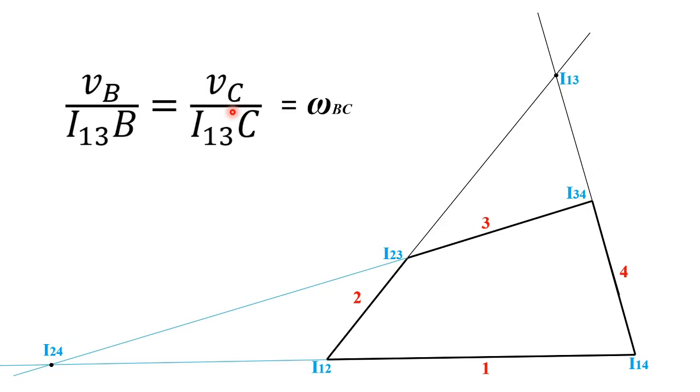This is the relation you have to use. When you use this relation, how will you find VC? VB you already found. I13B you have to measure using a scale. You are supposed to draw this, and only then can you continue. So you measure I13B and write it. I13C also you can measure and write it. Then the only unknown will be VC. So by substituting into this equation, we can find VC. Also, if you take the ratio, you will find omega of BC. Clear? This is how you have to solve for velocity. Clear?